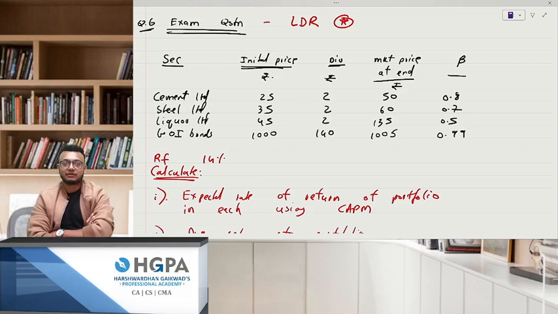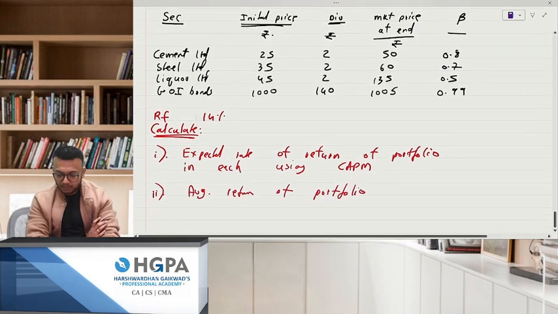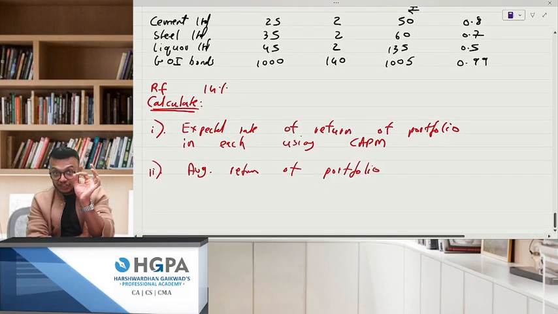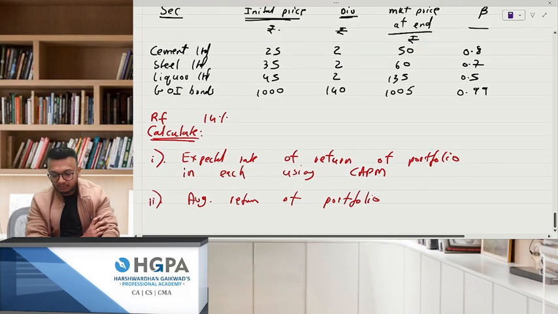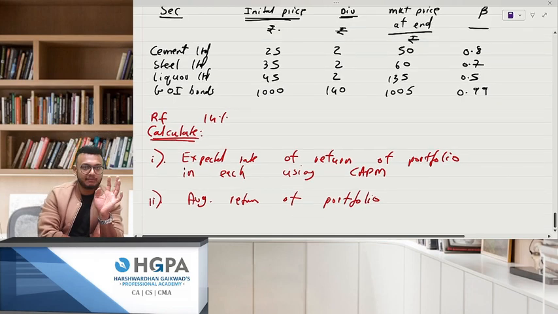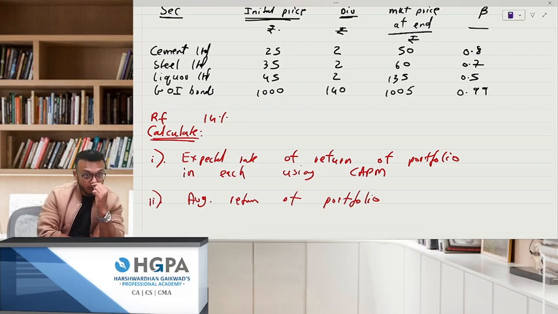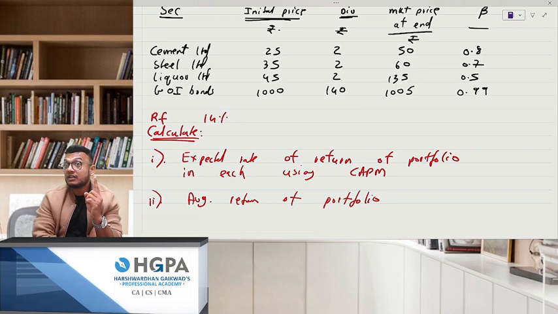Let me ask you one thing. We have to use the CAPM formula, right? That is RF plus beta, RM minus RF. And what have they told you? Please compute expected rate of return of portfolio in each. That means I have to find it for each of cement, steel, liquor and government of India bonds, using the CAPM formula. Now you are telling me you will calculate RM separately for each. But return from market is always what? One. It doesn't change. Return market rate will not change. It will be one number only.